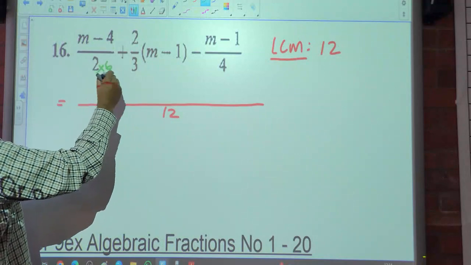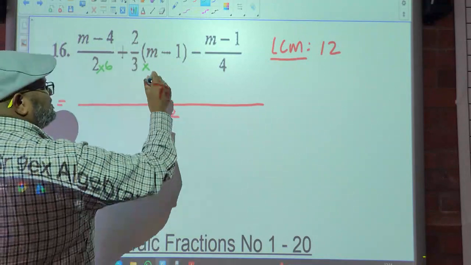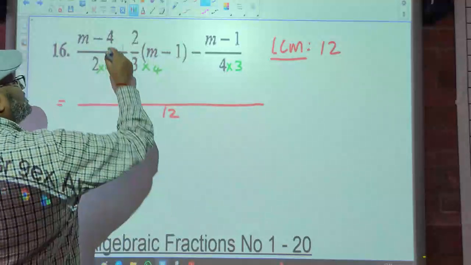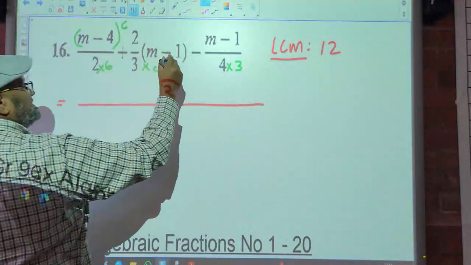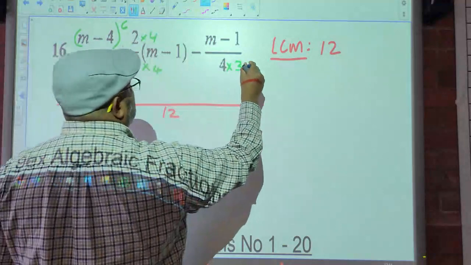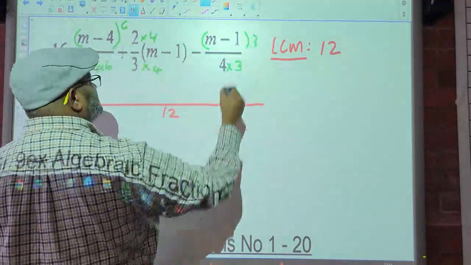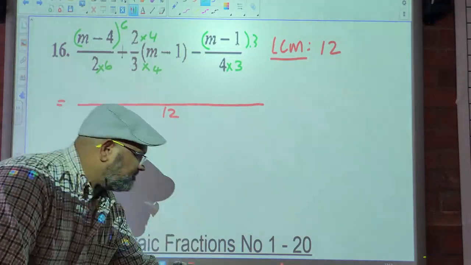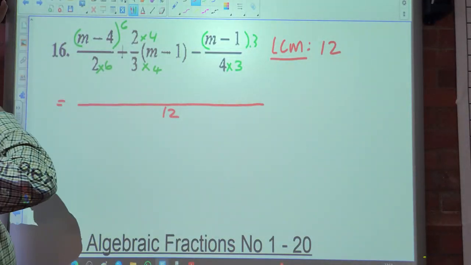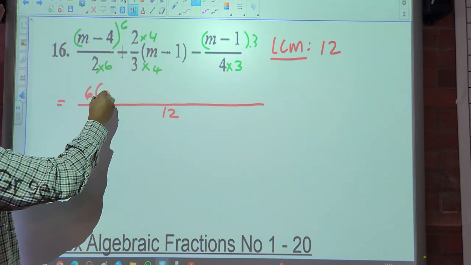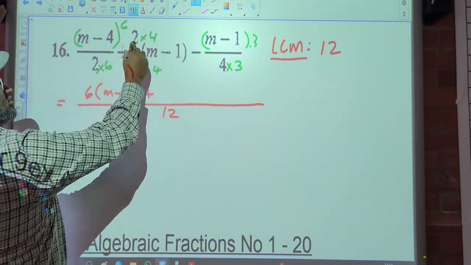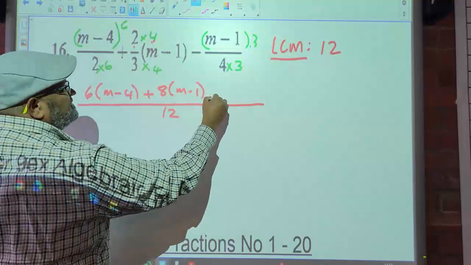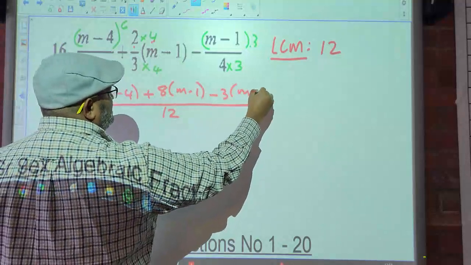So what must this be multiplied by? 2 times what is 12? 6. 3 times what is 12? 4. 4 times what is 12? 3. So of course the numerator must also be multiplied by 6, by 4, and by 3. Why? So that you can get equivalent fractions. So we got 6 into m minus 4, plus 2 times 4 is 8 into m minus 1, minus 3 into m minus 1.